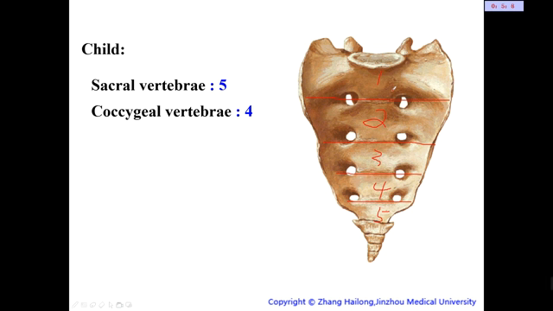So, as I said before, in a child there are more bones than in an adult. This is one reason. Okay, and in a child there are 4 coccygeal vertebrae. You see, 1, 2, 3, 4. There are 4 coccygeal vertebrae, and when becoming an adult, these 4 bones combine into one coccyx. This is one sacrum. So in an adult, it's 2 bones, but in a child it's 5 and 4 bones.